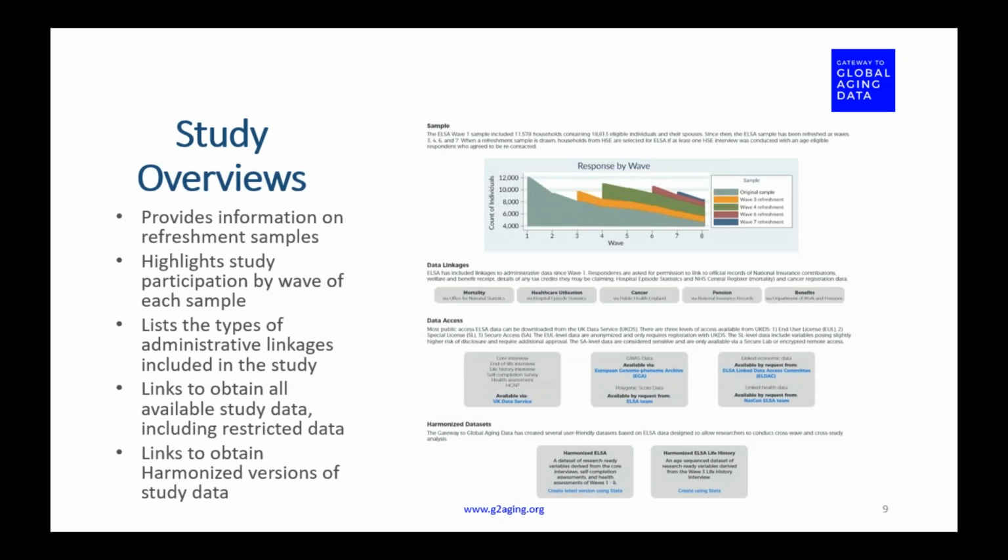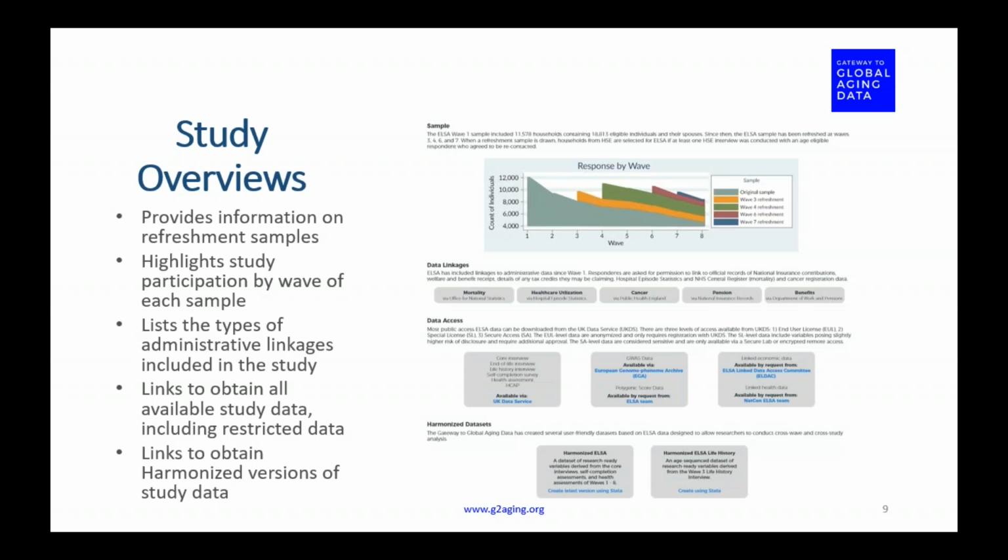We have links to access all the different kinds of data which are available as part of each study. In general, the gateway does not provide data, with a few exceptions. We are really a central resource for researchers to get information about what's in the surveys themselves, how to use them, and we generate these harmonized data sets. But to download the data itself, you're usually going to go to the study's website.